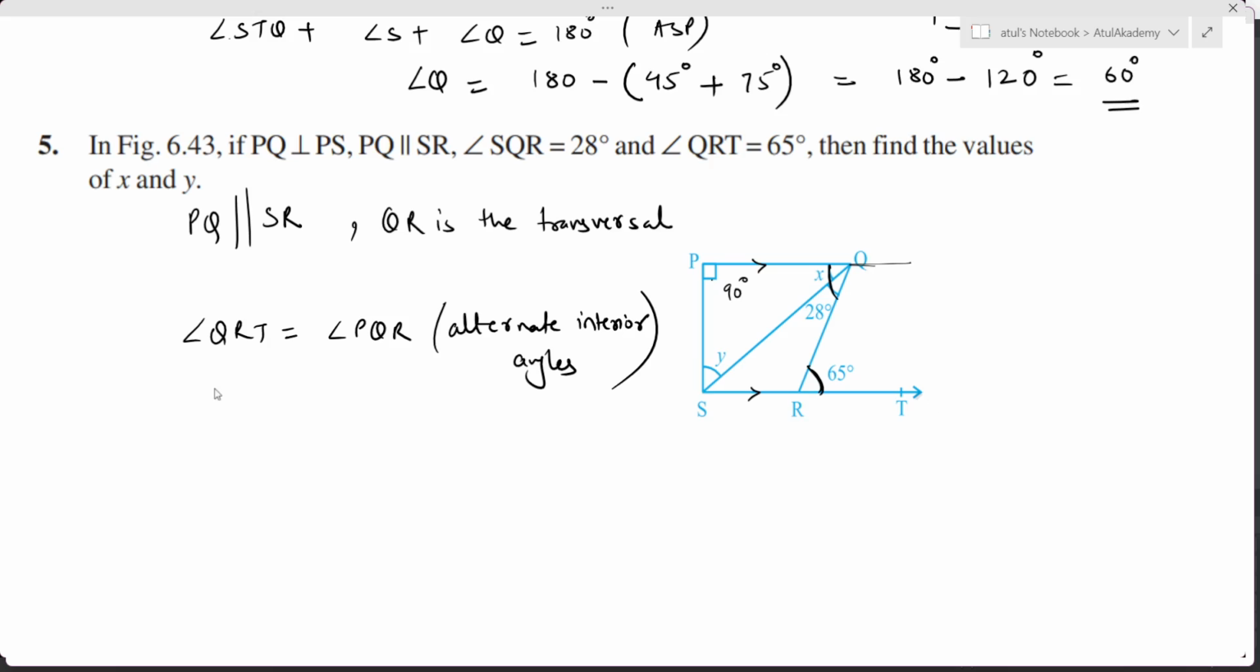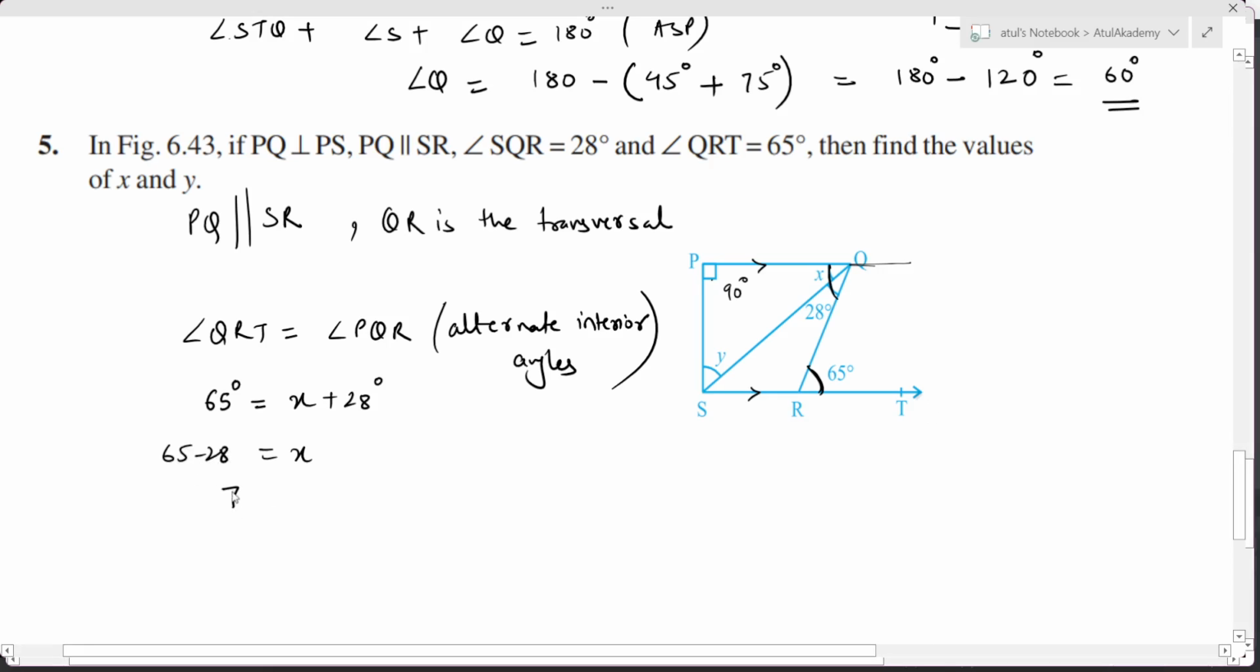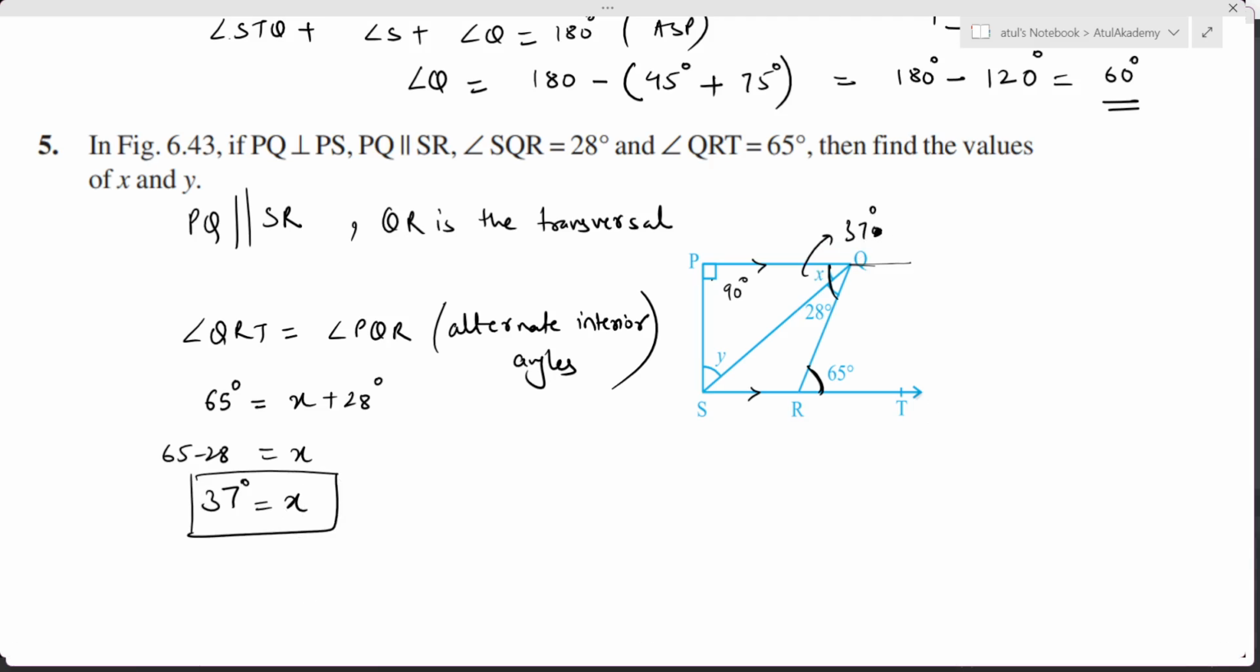Now, QRT is 65 degrees, given to me. PQR is what? That's x plus 28. So I'll get x from here. Yes or no? x is 65 minus 28. So subtract it. 15 minus 8 is 7. 5 minus 2 is 3. 37 degrees. So I got the value of x. What is this x? 37 degrees. x is 37.